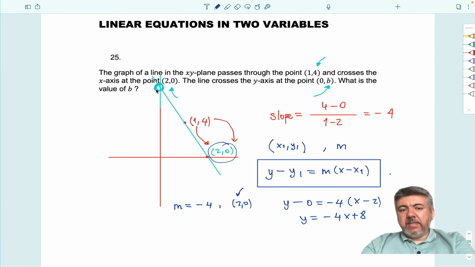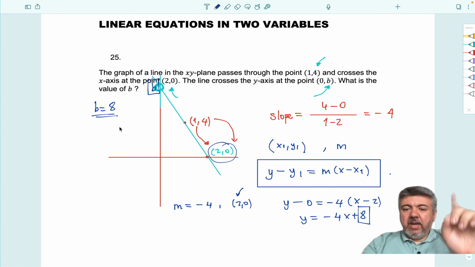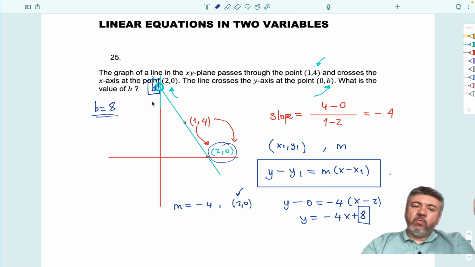Okay, what is it asking me to find? b is actually the y-intercept of the line, which is 8. So b is nothing but 8. Again, we know the slope, we know the y-intercept. That y-intercept happens to be 0, b. That b is nothing but 8 here.